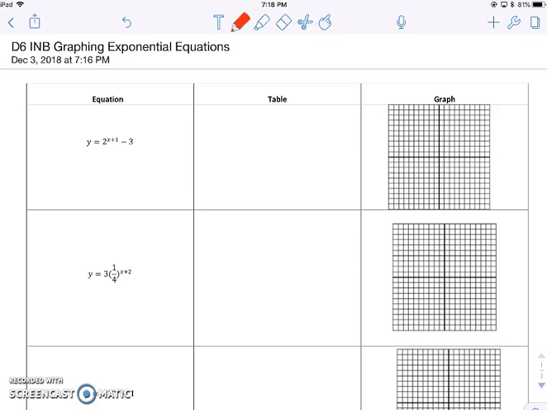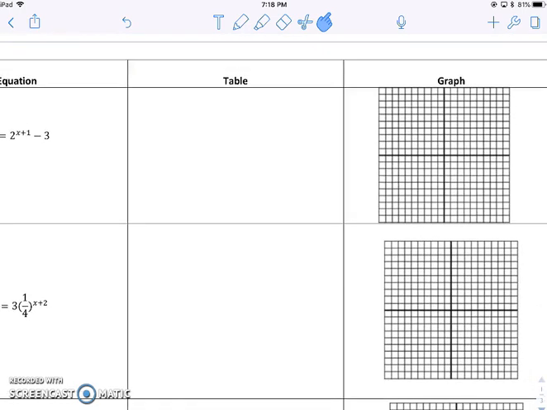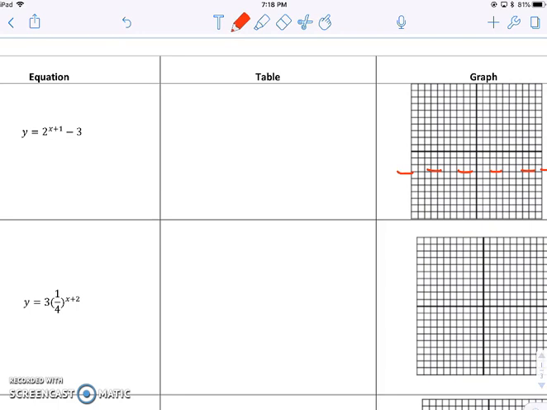Well, let's see. So this first one, we should look at it and say it's a swoop. And it's probably a swoop going up, and -3. So we know at -3 there's an asymptote. So we could dash that in at -3. Okay, well, let's just make an XY table. So let's say we plug in 0. Let's find the y-intercept. So we have 2 to the 0 plus 1 minus 3. So that's 2 to the first minus 3. So 2 minus 3 is -1.